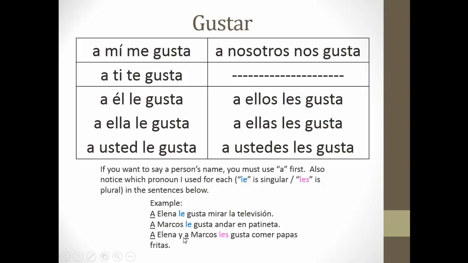So you put a Elena y a Marcos. The a goes before both names. And les is the gustar pronoun you used because it's like saying they like. Remember that ellos is they, so we still have to use the les. We have used their names in place of ellos, but we still use les. So, a Elena y a Marcos les gusta comer papas fritas means that Elena and Marcos like to eat French fries.